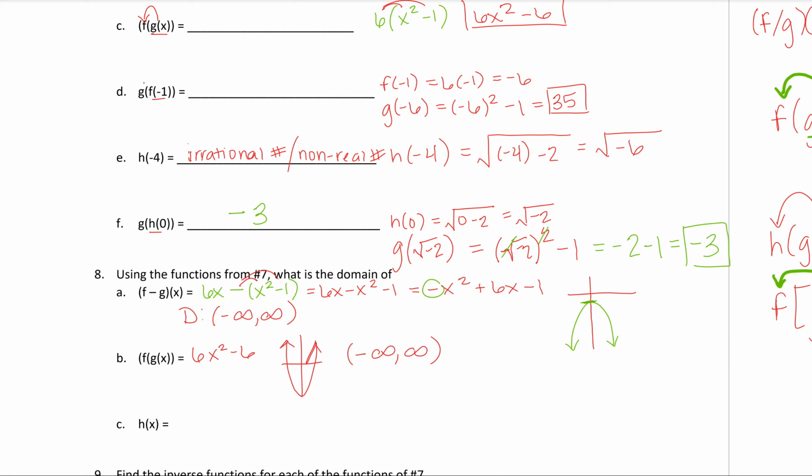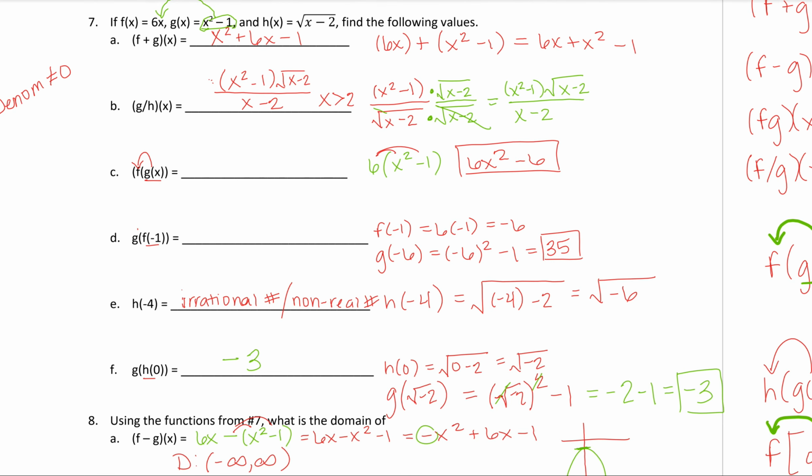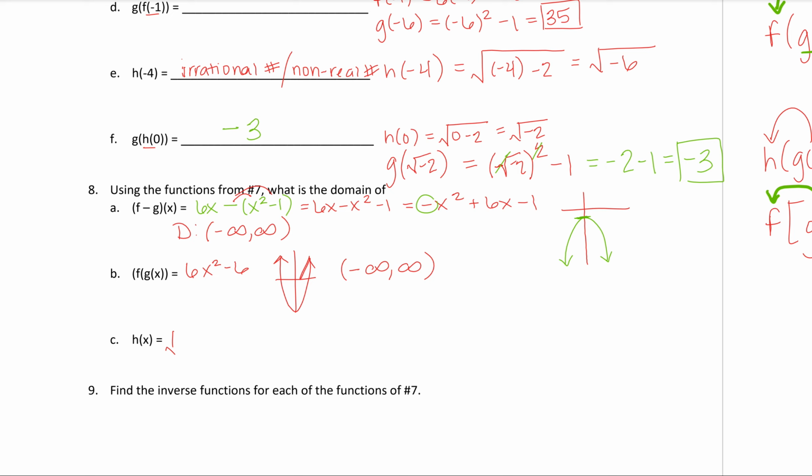Now, I'm looking at c, h of x. I just want to know what the domain of the square root of x minus 2 looks like. Well, first of all, I have to remember what it looks like. I know that the parent function is a square root, and that minus 2 means that I'm actually shifting right 2. This is what it looks like. And remember, I only care about left to right. It starts at 2, and it goes off to positive infinity.